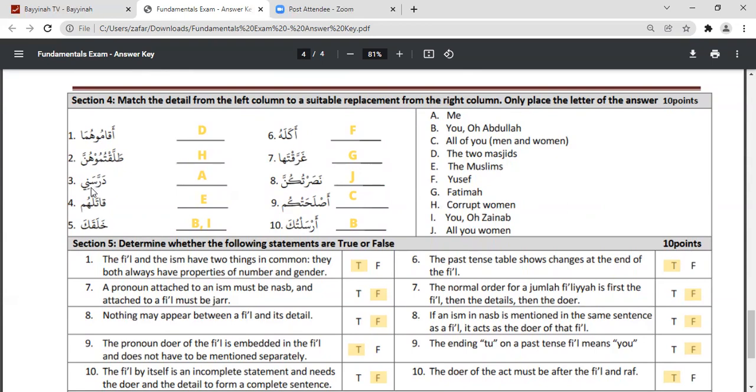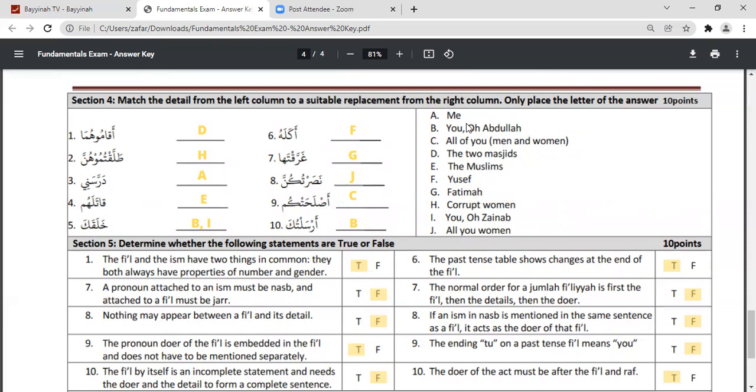Ni is me, right? So it is definitely A. So 3 has A. Then qatalahum. Hum is something which is the third person, and it is plural, right? And masculine, it can include everyone.